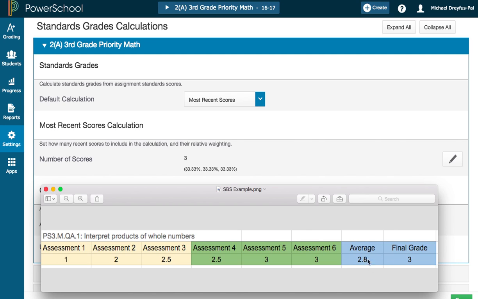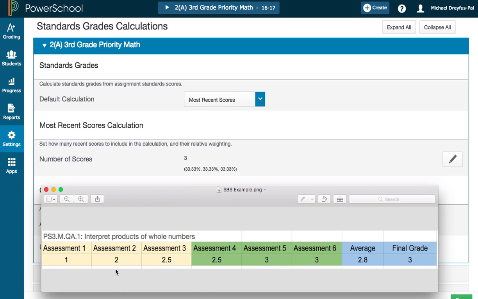And because we don't use these numeric averages in our final grades, we're going to have a final grade of a 3 that's going to show up on the report card for the student. So this is really what we want, right? We want to be able to say where the student is at right now.